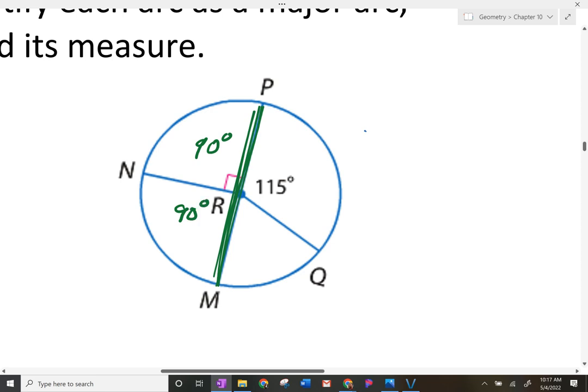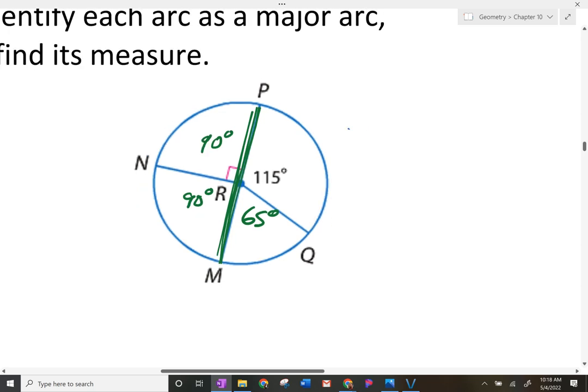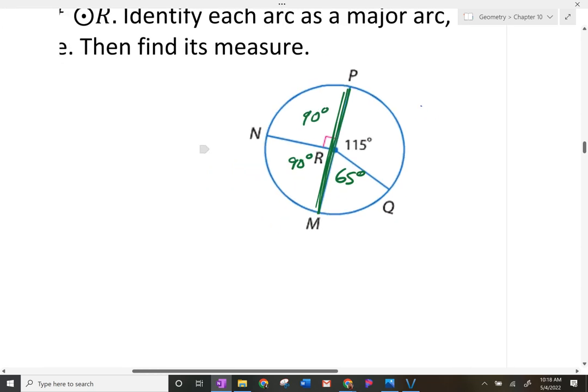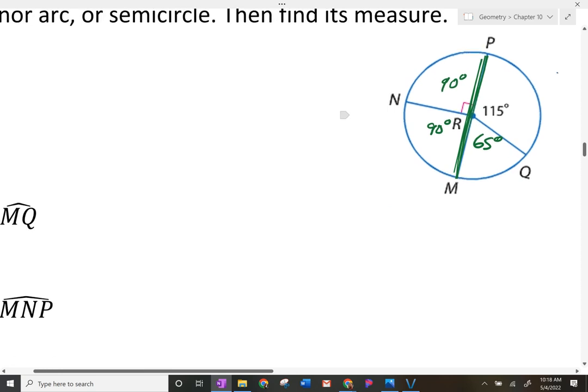So the only segment I don't know yet is going to be MRQ. How can I figure out this angle? 180 minus 115. Fantastic. I'm going to take 180 minus 115. So 180 minus 115, I am left with 65 degrees. I know every single angle inside this circle now. As soon as I know every angle inside that circle, I can answer these questions a whole lot quicker.